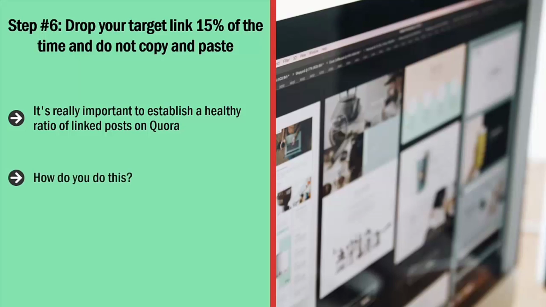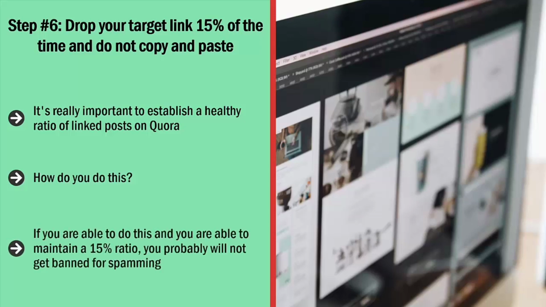How do you do this? Only 15% of your total posts link to your own pages. The rest link to other third-party content or do not have links at all. Also, none of your posts are simple copies and pastes of each other. You're not just using some template over and over again. If you are able to do this and you are able to maintain a 15% ratio, you probably will not get banned for spamming. I can't guarantee anything, but the chances of you getting banned are going to be lower than people who just drop a link every time they post.